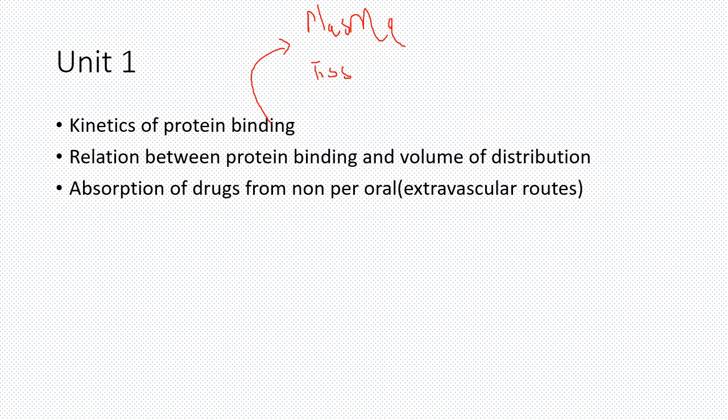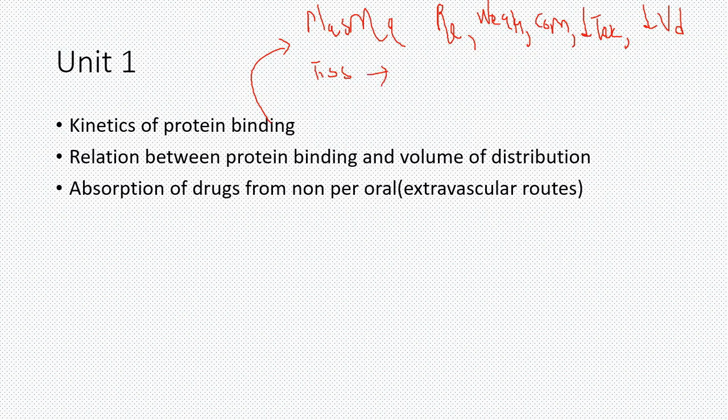Plasma protein binding is reversible, weak, competitive, lesser toxic, and reduces the volume of distribution. It is very essential to know the relationship between the volume of distribution and protein binding.